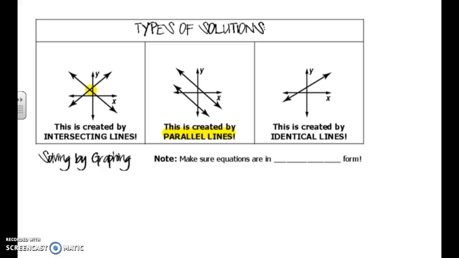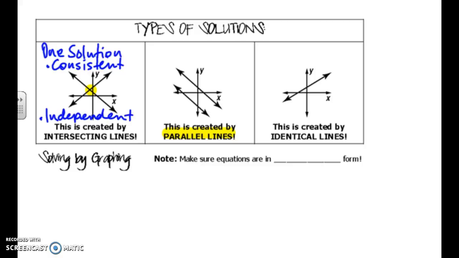If they cross at one point, like the first case, there's one solution. We would say that these graphs are consistent because they do have an answer. But because they only have one solution, that one solution is what we call an independent solution. And I'll talk more about a dependent solution in a minute. So when you have one solution, it's consistent and independent.